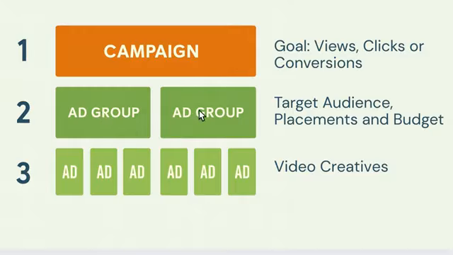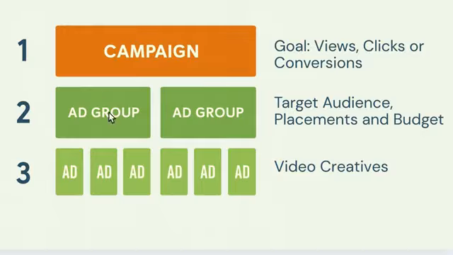And now on the second level, on the ad group level, we can choose the target audience. So are we targeting men or women? What kind of hobbies do they have? How much money can they spend? And we can also choose the placement. Do we want to run on TikTok or their partner network? And we can set the budget. And on the very last level, we set our ads. So this is where we upload our videos.